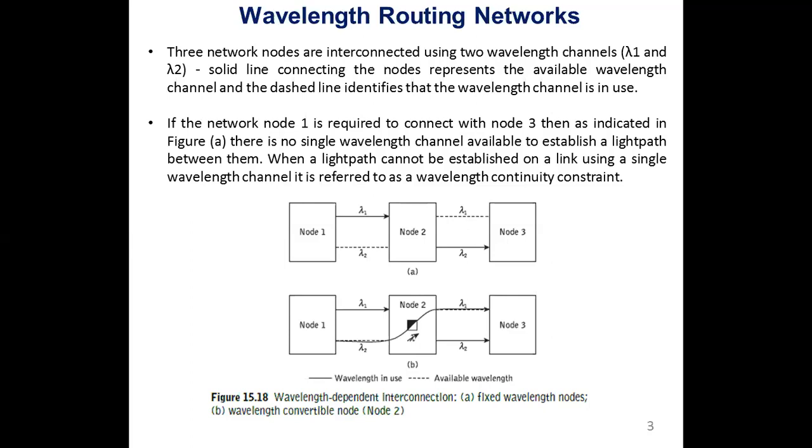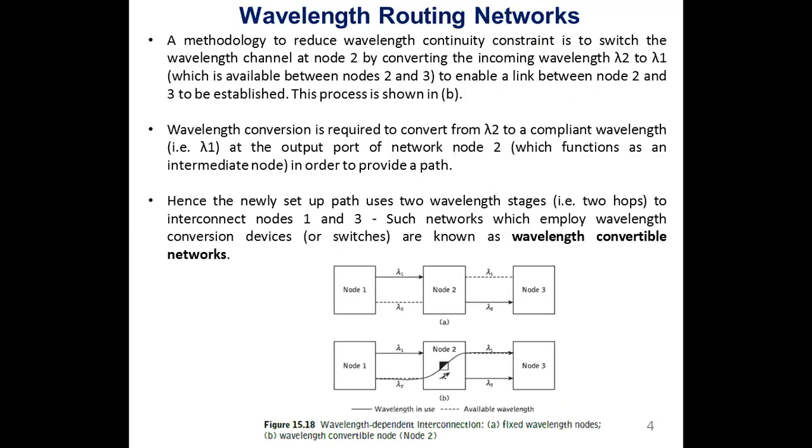So now if node 1 is needed to be connected to node 3, then as you can see in diagram 1, no single wavelength is available to establish the light path. So when the light path cannot be established, the link using the single wavelength channel needs to follow what is known as the wavelength continuity constraint. In this case, the signal will be blocked and we cannot proceed. Now to reduce the wavelength continuity constraint or get rid of it, we can use a wavelength converter.